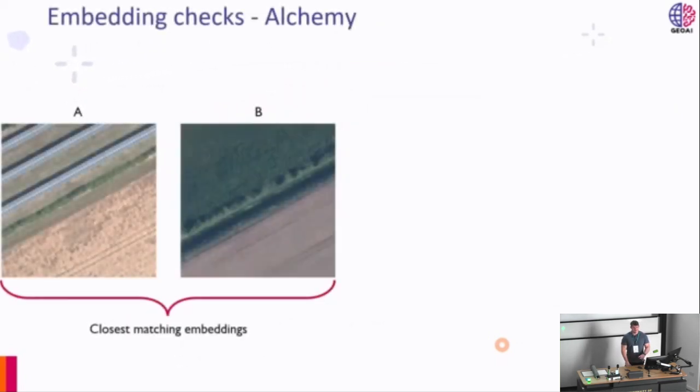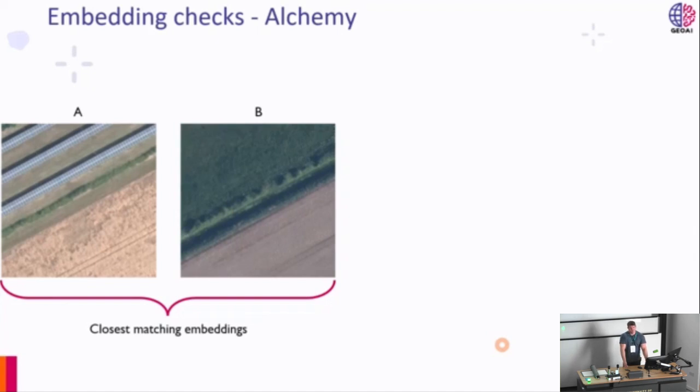Here's a check that's less scientific. Because we passed data through our model and created embeddings, we decided to see what the nearest matching image is based on its embeddings. So we took image A and then said, based on the embeddings, what's the next nearest matching image? So it returned this sort of farmland area.